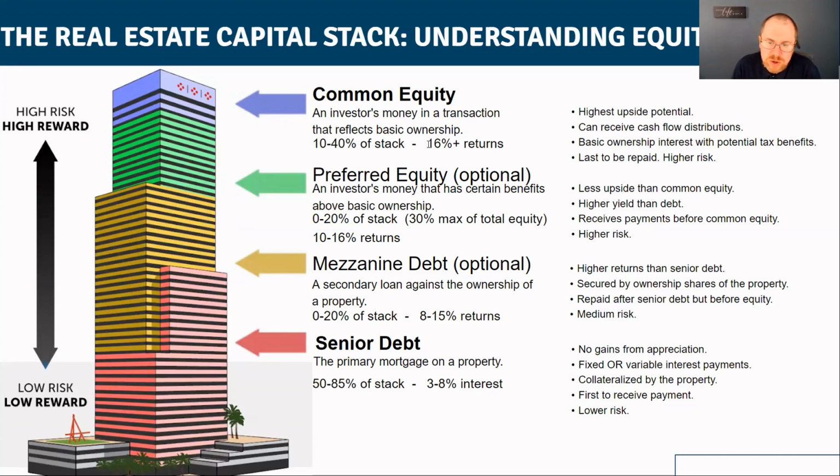So we're looking at returns that could be 15, 16% plus annual returns, typically more weighted towards the end, the disposition of the deal. And the common equity can represent 10 to 40%.